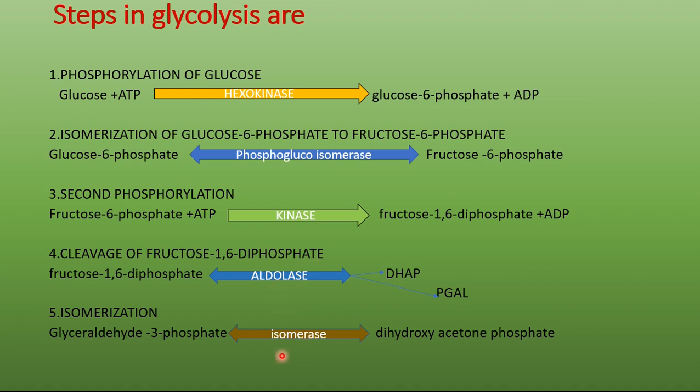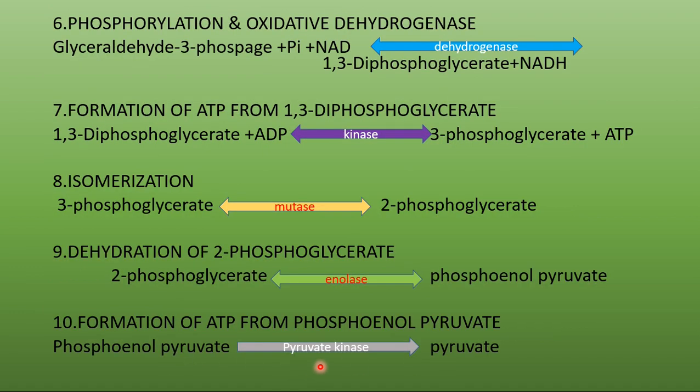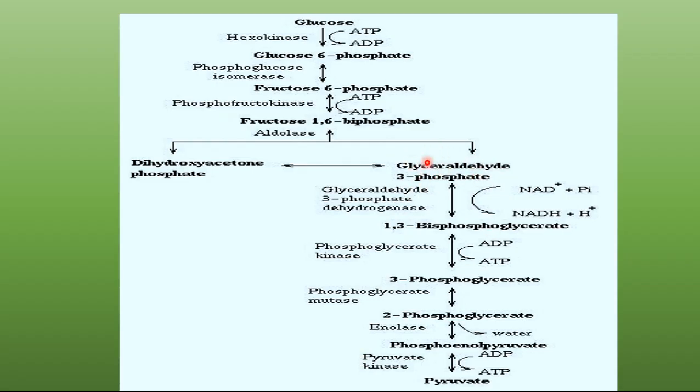Now the next step is isomerization. Again, isomerization is a reversible reaction, isn't it? So it can have both interconversions. That means glyceraldehyde 3-phosphate can be converted into dihydroxyacetone phosphate, and this can be converted into glyceraldehyde 3-phosphate. And the enzyme here is isomerase. So this is all about the first 5 steps of the preparative phase. So 1, 2, 3, 4 and 5.